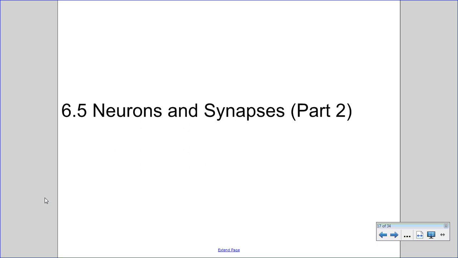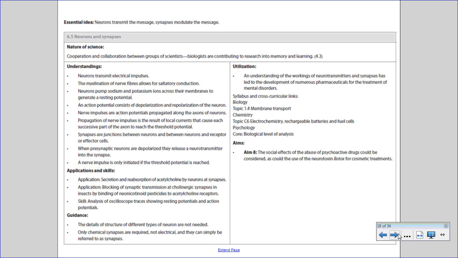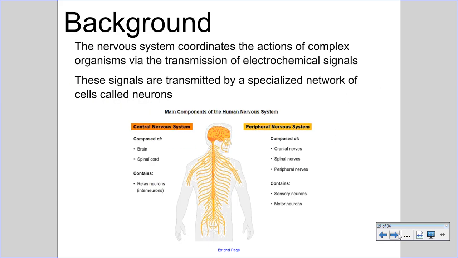This video will cover part 2 of subtopic 6.5, Neurons and Synapses. So the understanding, the applications, and skills will be related to synaptic transmission. Just a little bit of background to set the context of what will be covered in this video, in case it wasn't clear in the previous video.